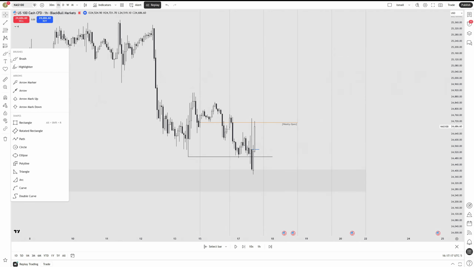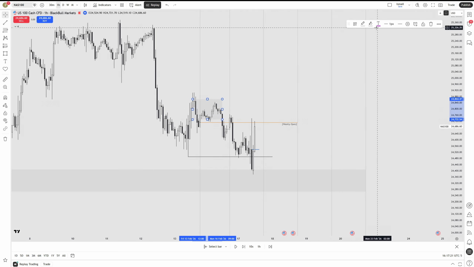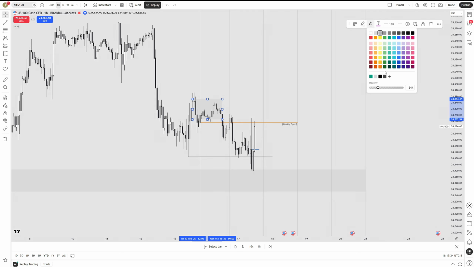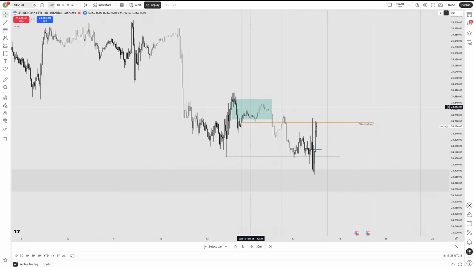Okay, and now we also understand that this here on the hourly is a market maker buy model. Now it is a bit compressed on the hourly, if I'm being completely honest. If you look on the 30-minute, this will be a lot cleaner. You can see we have that consolidation, and then we have the breakdown.